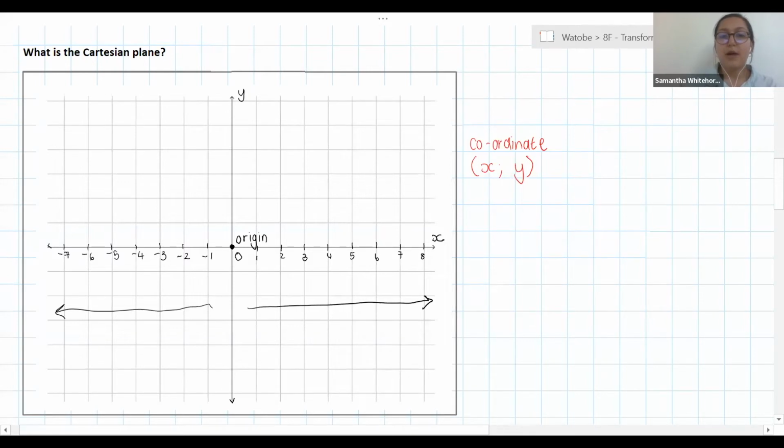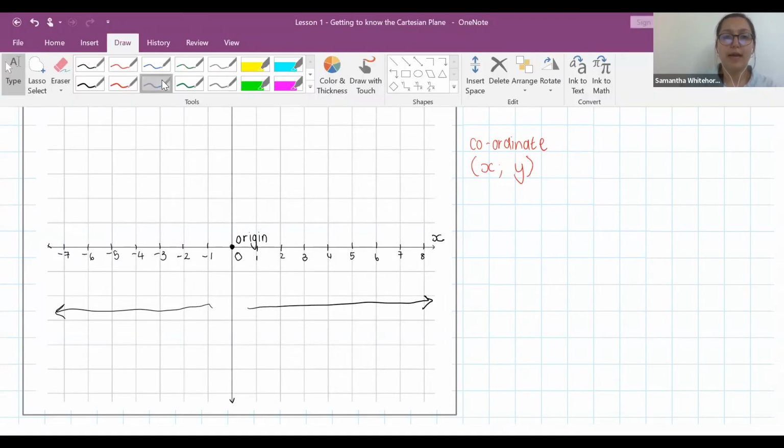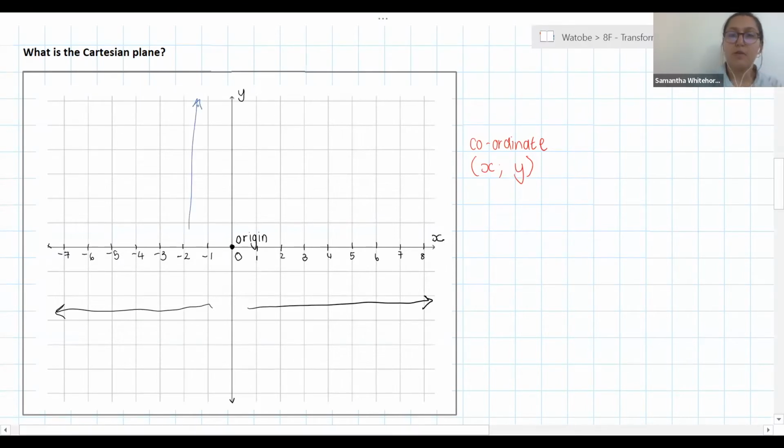Now, the same thing will happen with the y-axis. If I go up along the y-axis, I'm going in a positive direction. So this would be positive 1, 2, and so on.